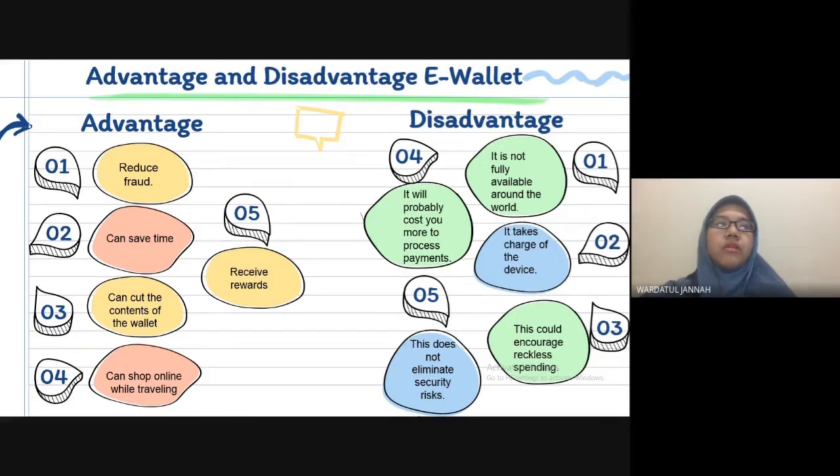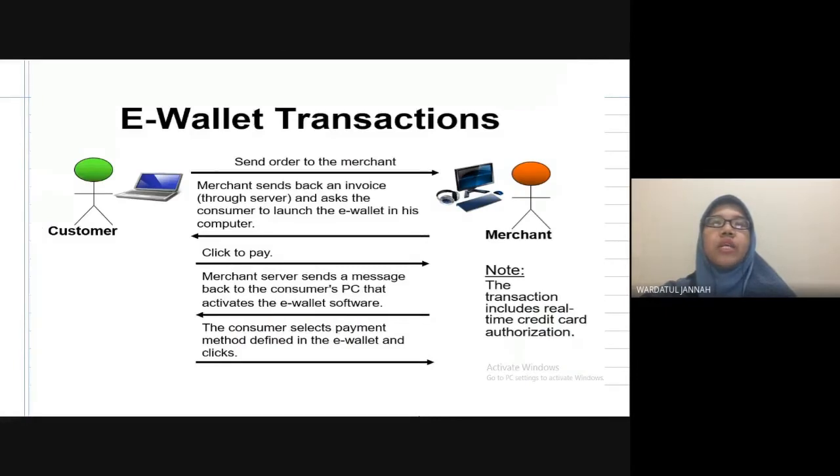It's like e-wallet transaction, firstly, step pertama ialah customer send order to the merchant. Okay, merchant send back an invoice through server and ask the consumer to launch the e-wallet in his computer. Customer click to pay. Merchant server send a message back to the customer PC ataupun mobile wallet that activate the e-wallet software, and the customer select payment method defined on the e-wallet and click. Okay, next.